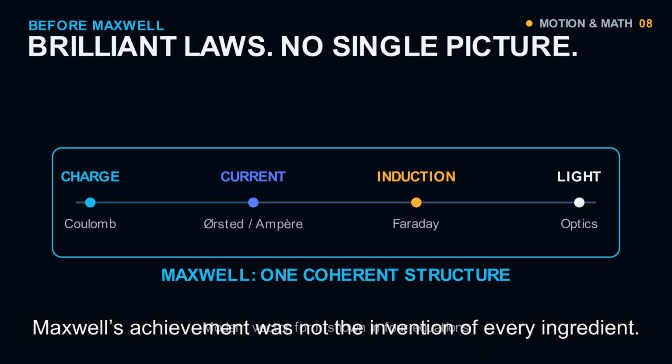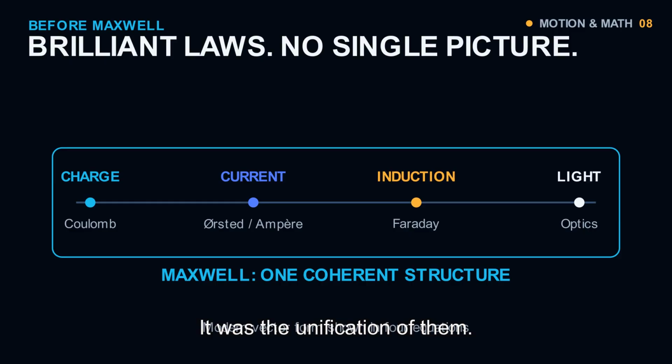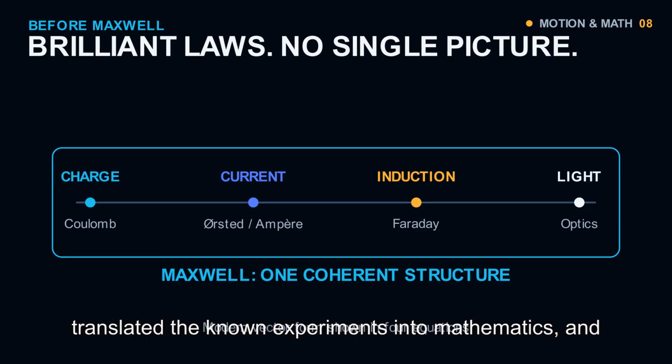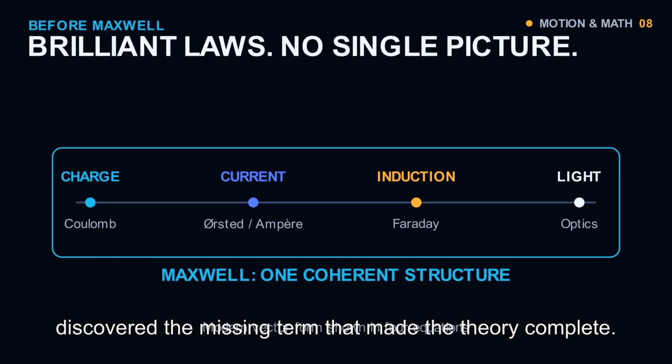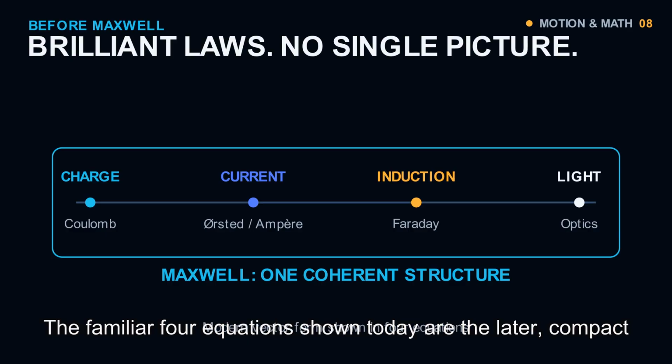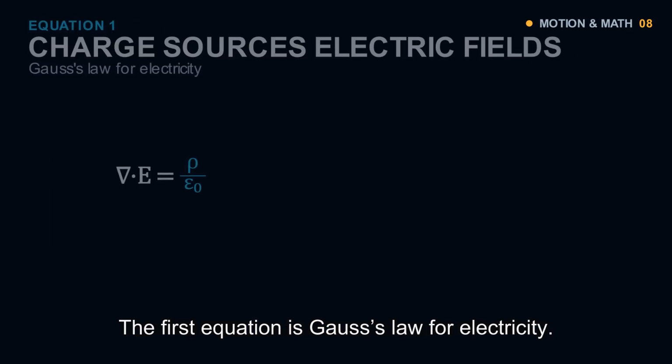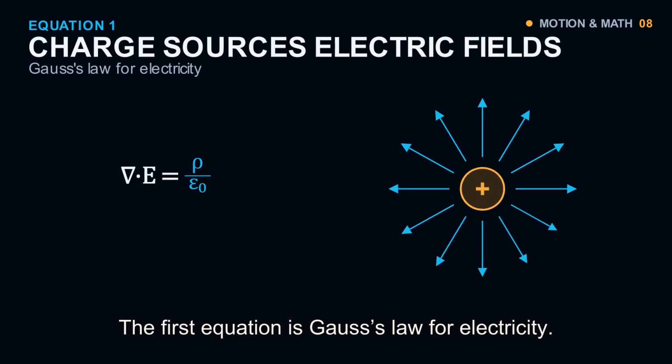Maxwell's achievement was not the invention of every ingredient. It was the unification of them. He took Faraday's physical idea of lines of force seriously, translated the known experiments into mathematics, and discovered the missing term that made the theory complete. The familiar four equations shown today are the later, compact vector form of a theory that Maxwell originally expressed in a much larger system.